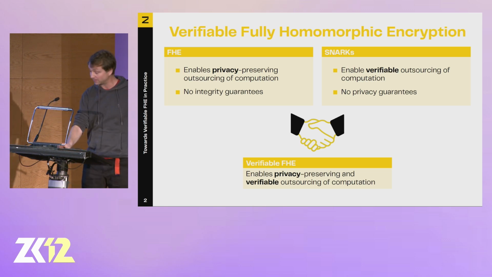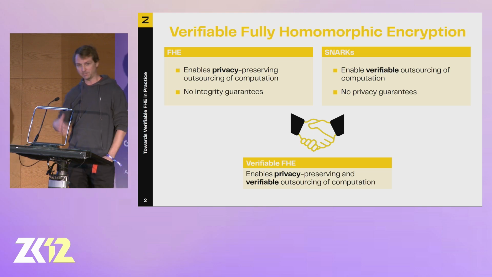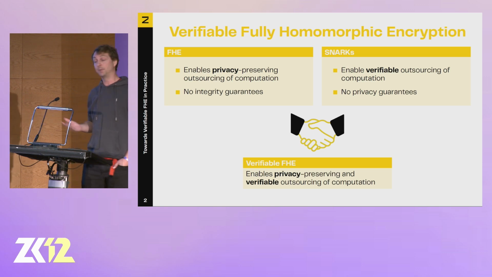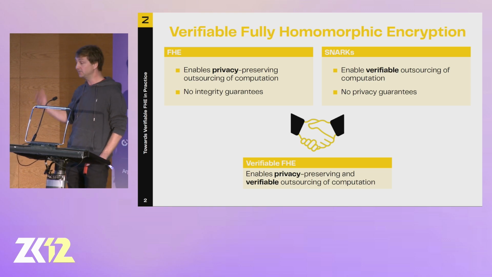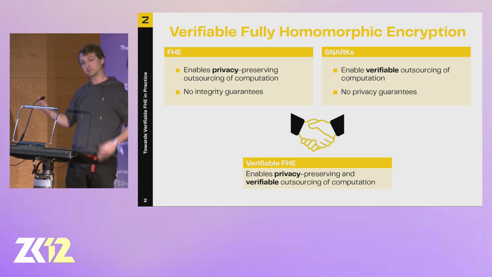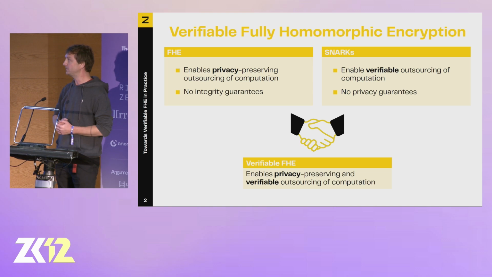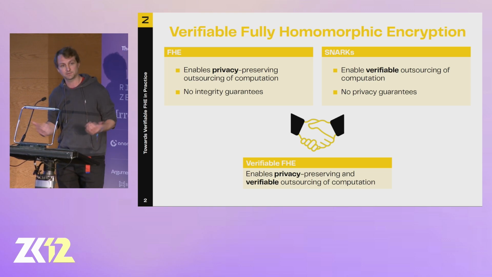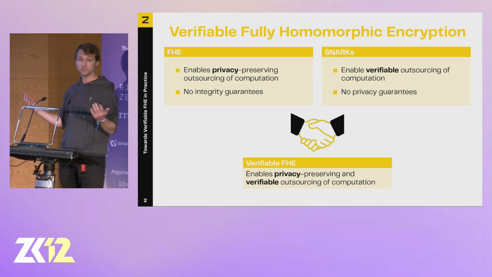I should probably say that there might be other ways to get this kind of primitive that allows you to do privacy-preserving and verifiable outsourcing of computation, potentially. We're going to go the FHE and SNARK route. And even if you look at the FHE and SNARK route, if you take a step back, there seem to be several ways of how you can maybe achieve this. There are two obvious ways you can do it.